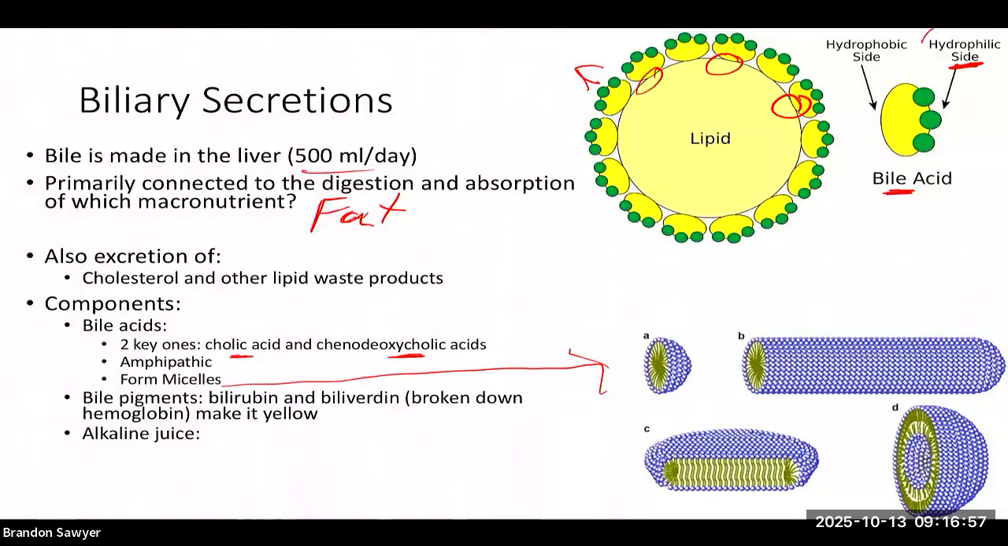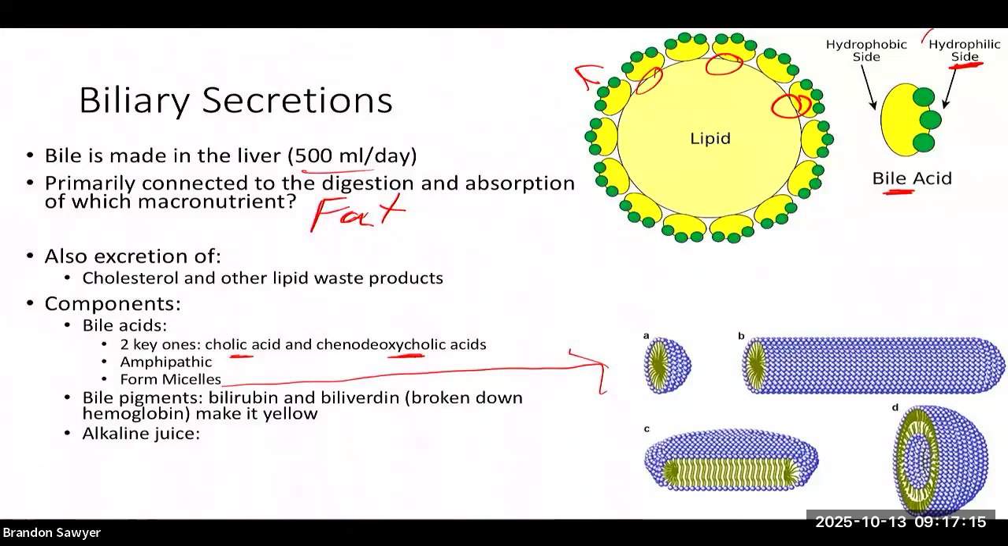That's exactly what bile does. It takes these big lipid globules and chunks them up into smaller lipid globules by getting between the lipids. So that's what forms these micelles. All the lipids are on the inside of these protective barriers.